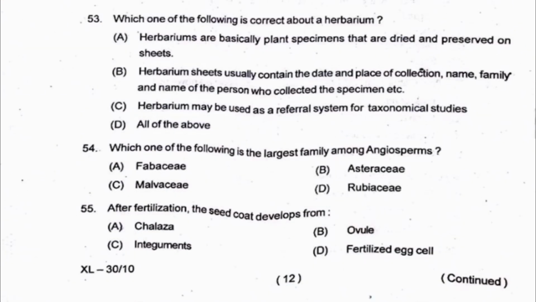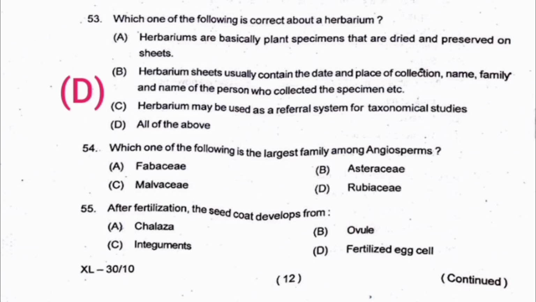Next, question number 53. Which one of the following is correct about a herbarium? Option A, herbariums are basically plant specimens that are dried and preserved on sheets. It is true. Option B, herbarium sheets usually contain the date and place of collection, name, family and name of the person who collected the specimen, etc. This is also right. Option C, herbarium may be used as a referral system for taxonomical studies. It is also correct. So, here the correct answer is option D, all of the above.